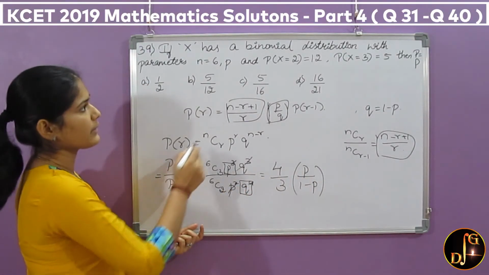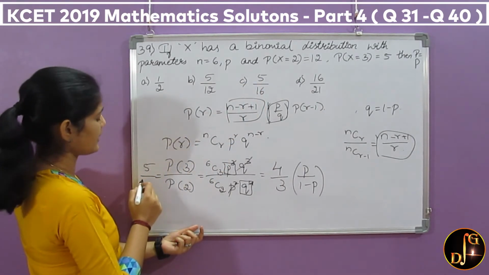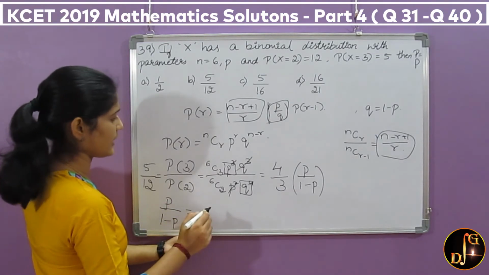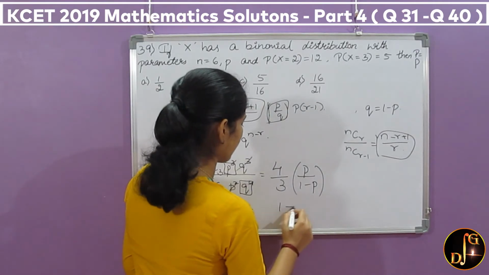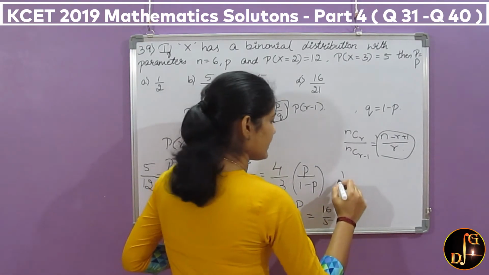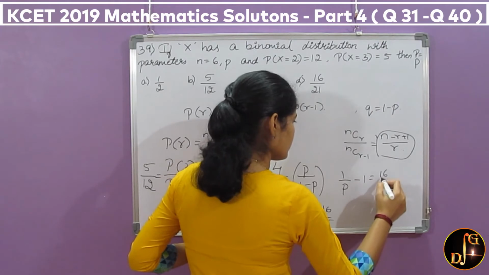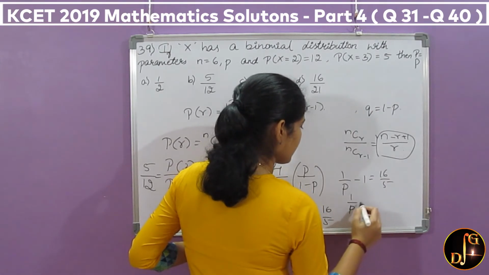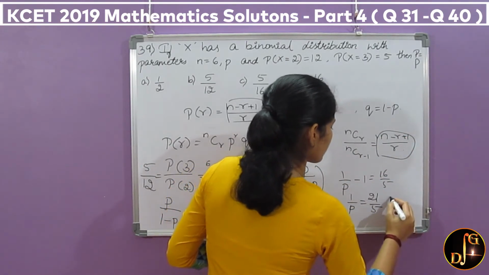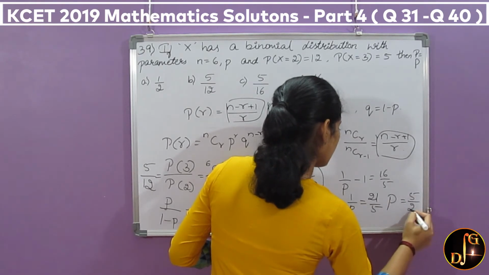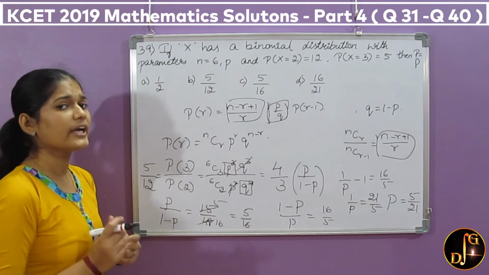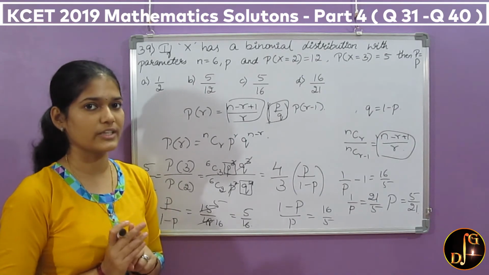We know P of 3 is 5 and P of 2 is 12. On simplifying we will get p by 1 minus p is equal to 5 by 16. That means (1 minus p) by p is 16 by 5. Right? That means 1 by p minus 1 is equal to 16 by 5. So 1 by p is, taking 1 to that side, 21 by 5. So p is 5 by 21. Here we have no option matching that answer, that is 5 by 21. It was given grace marks in KCET 2019.